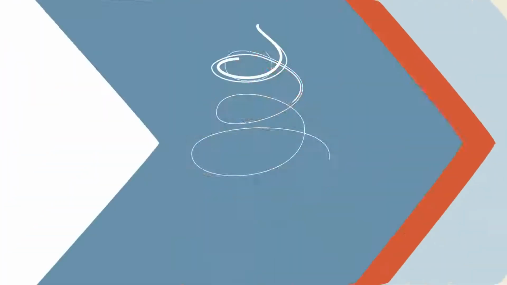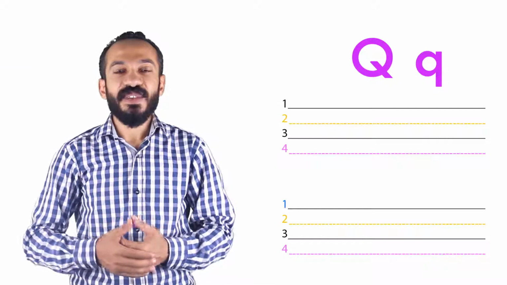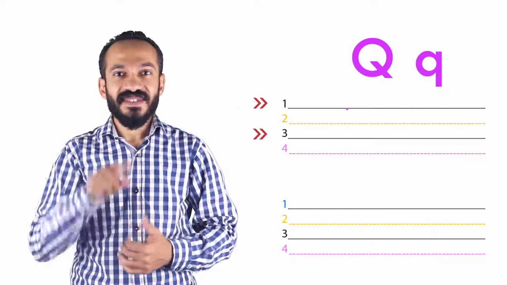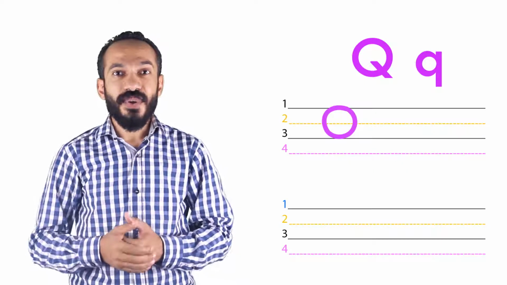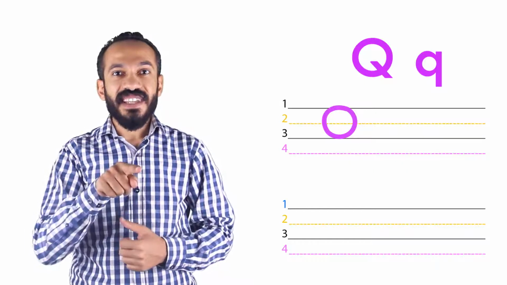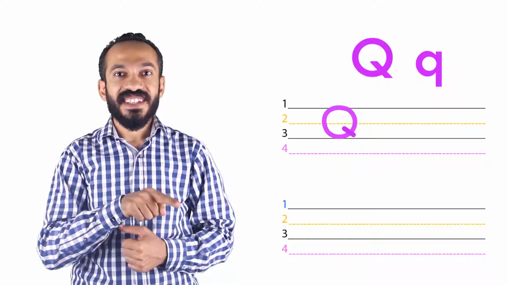How do we draw an uppercase qua? Simply draw a circle between the first and the third line, this way. Then we're going to draw a leading line from the inside of the circle out, this way.